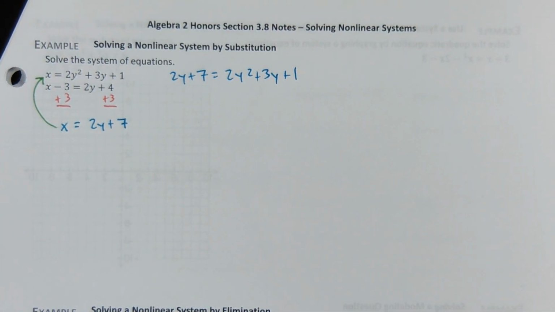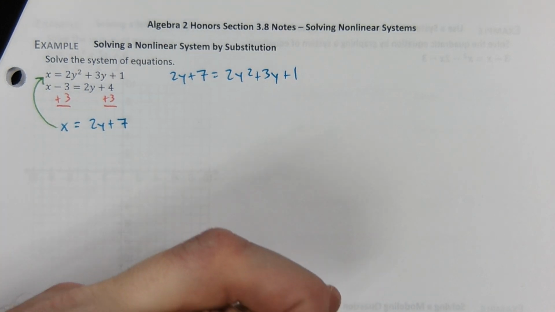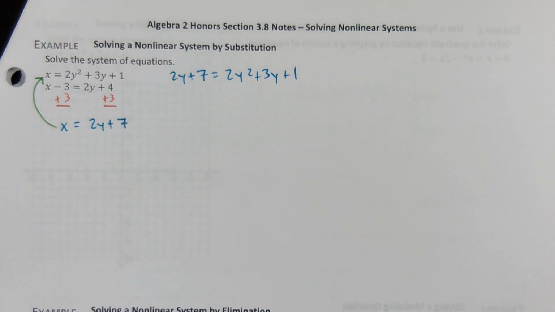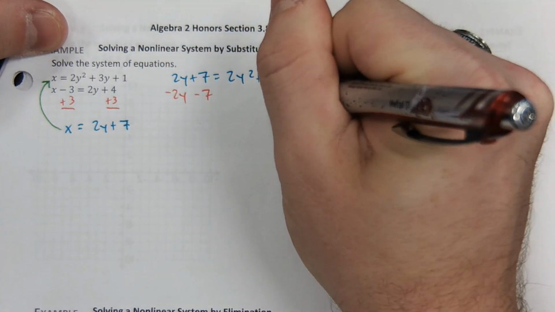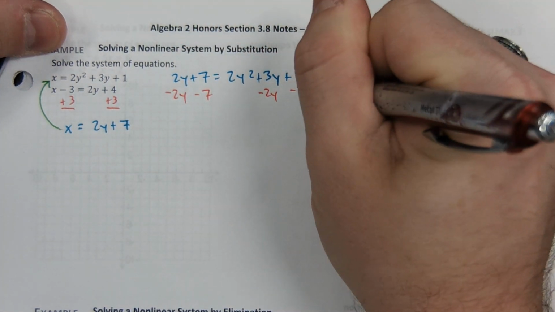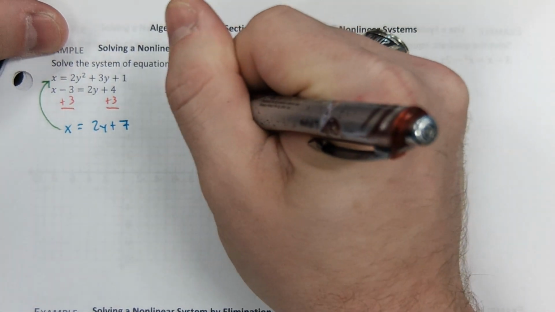Since it's a quadratic, get everything to one side, combine your like terms, and then hope that you could solve by factoring. If factoring doesn't work, you know you're going to have to use the quadratic formula or completing the square. You cannot solve a quadratic unless it equals 0.